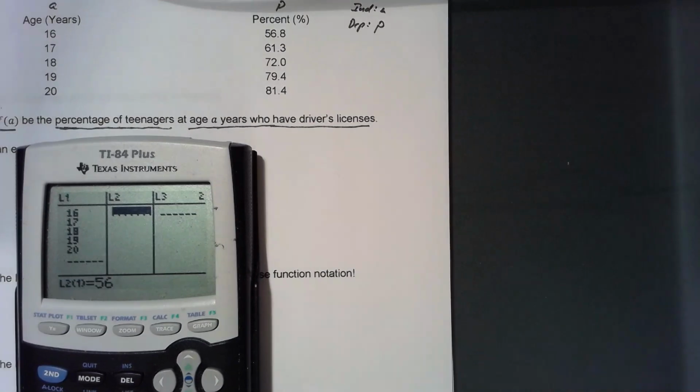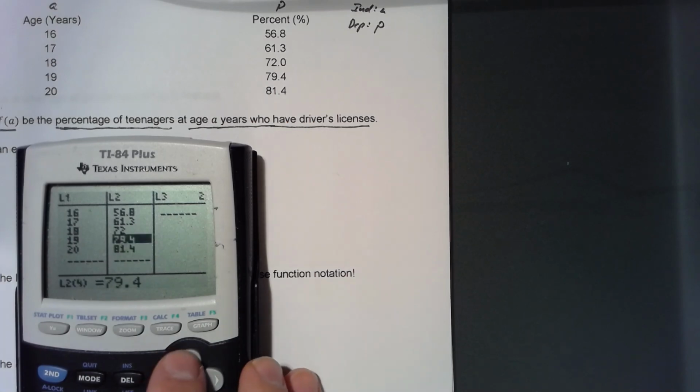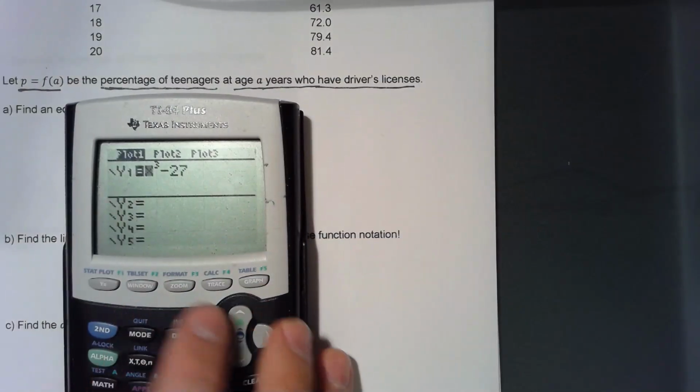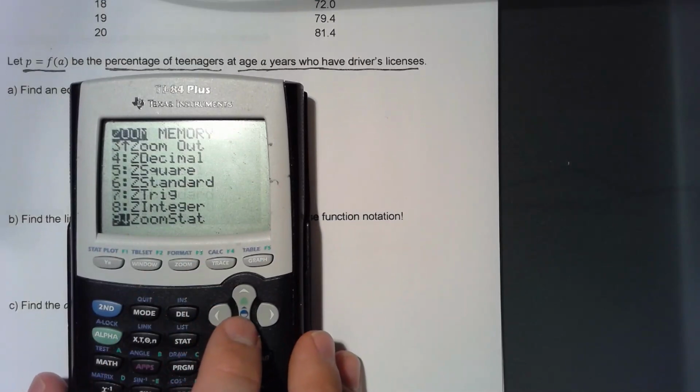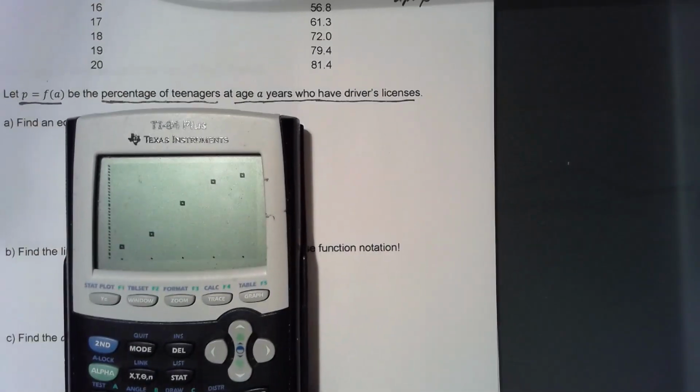L2, 56.8, 61.3, 72, 79.4, 81.4. Okay, I'll just put 72.0 there. So there is my data. I'm going to make sure y equals is clear. And now to plot my scatter plot, go to zoom stat, which is at number 9. And there's my scatter plot.